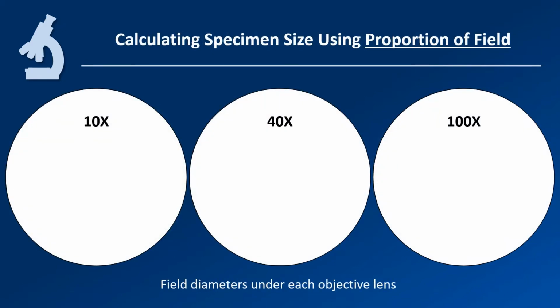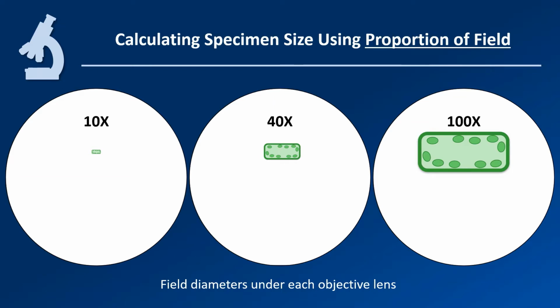Let's first talk about how to calculate the size of a specimen using the proportion of the field of view. If you look at a specimen under the different objective lenses, it's going to look different sizes. Let's take a look at an example. In this hypothetical cell, at the smaller objective lens, the 10 times, it looks tiny. Under the 40 times, it looks a little bigger. Under the 100 times, it's bigger yet. What I'm trying to show you is that you have a field of view. When you look under a microscope, it looks like a big circle of light. And if your specimen's on there, it's going to look a certain size.